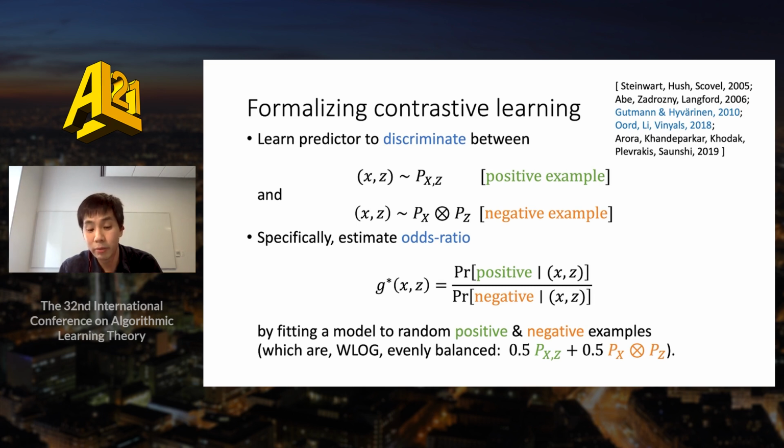When we train neural networks, say, with cross-entropy loss to solve this classification problem, we are implicitly estimating this odds ratio function. Without loss of generality, we can assume that the estimate is trained from an equal mixture of positive and negative examples.